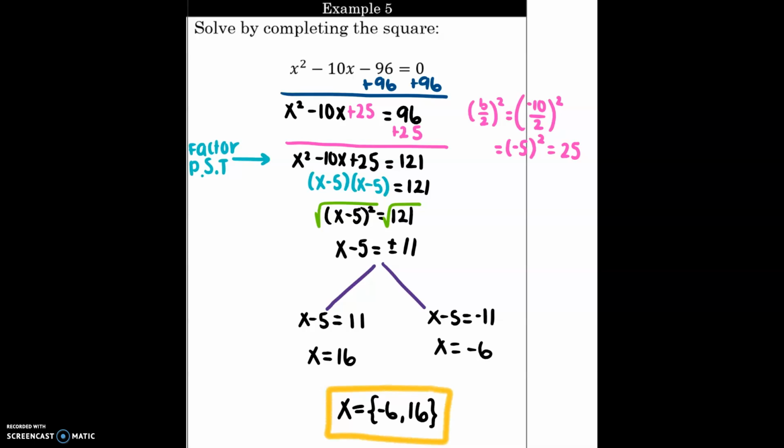After taking the square root, we are left with x minus 5 equals plus or minus 11. We split it into two separate equations, and we find that our values for x after completing the square are -6 and 16. Please go back to my page and continue on with the practice and the exit ticket.